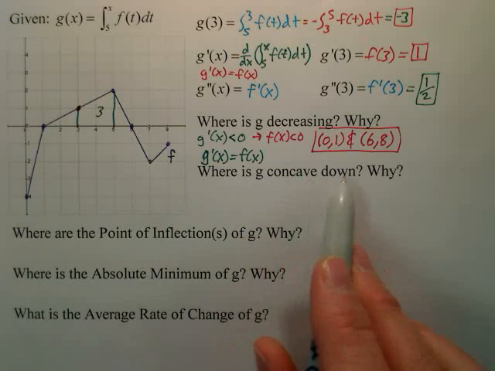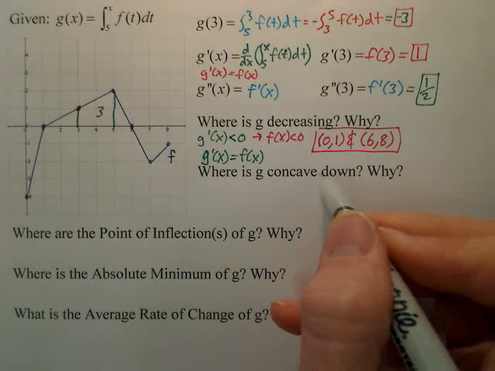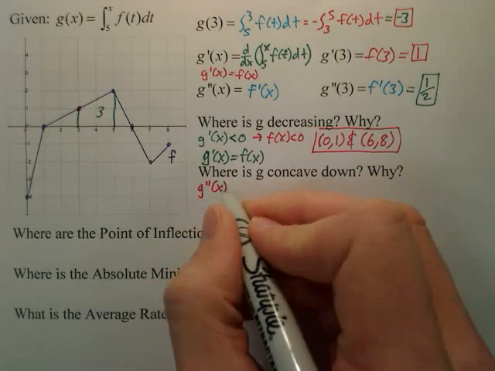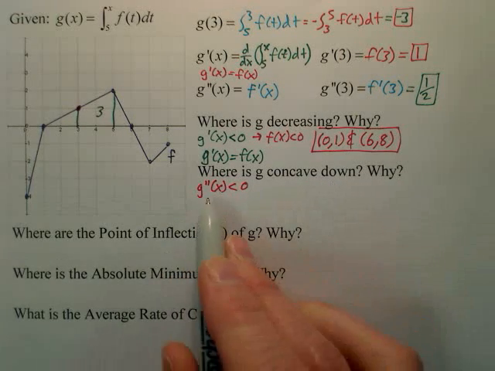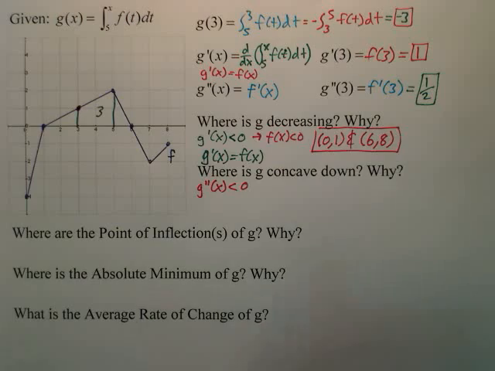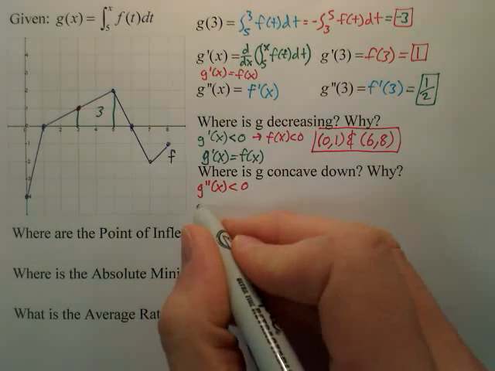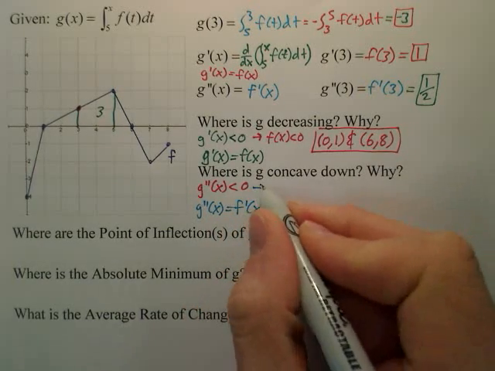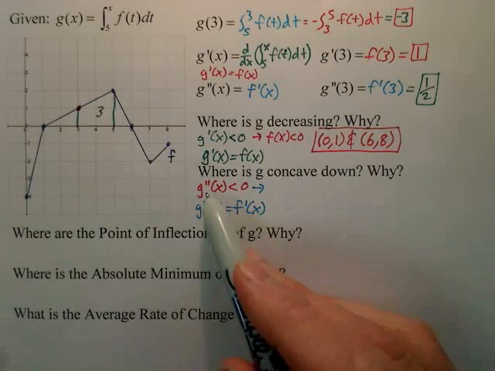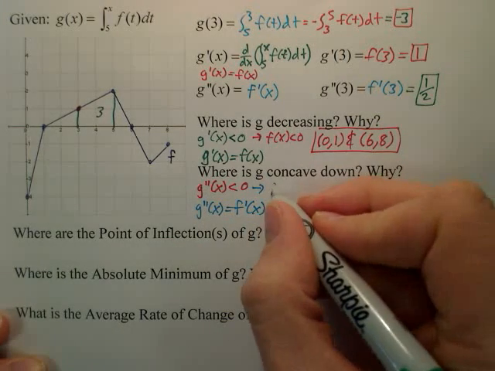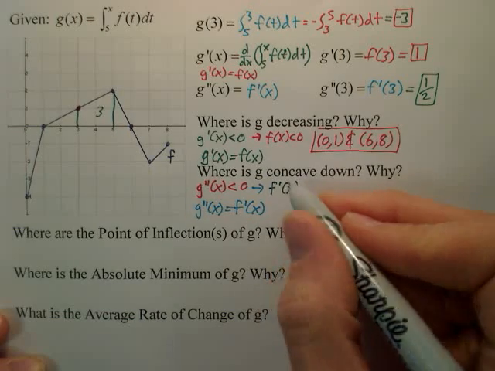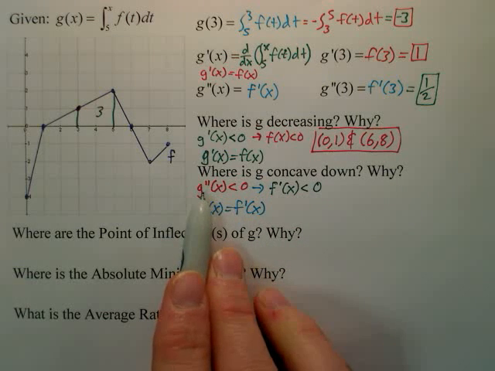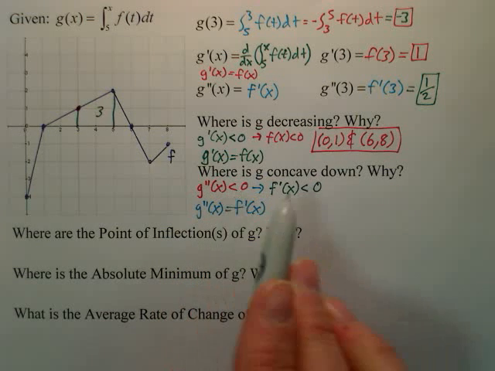Okay, next, when is g concave down? When I think of concave down, I think second derivative negative. So I'm basically looking for when the second derivative of g is negative. Okay, that's useful, but what we first have to do is go back up to here and remember that g double prime of x is equal to f prime of x. So what that leads me to think is, instead of thinking of g's, let's think of it as f's. So this would be f prime of x. Instead of g double prime less than 0, what about f prime of x less than 0?